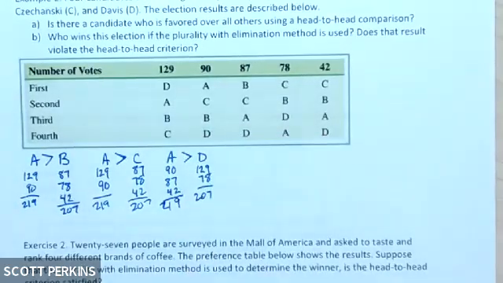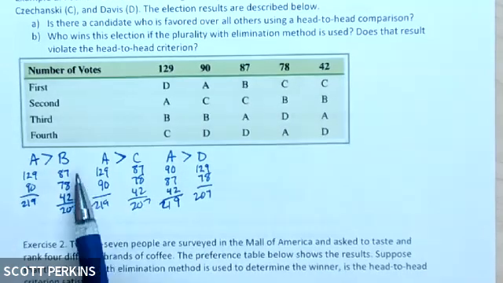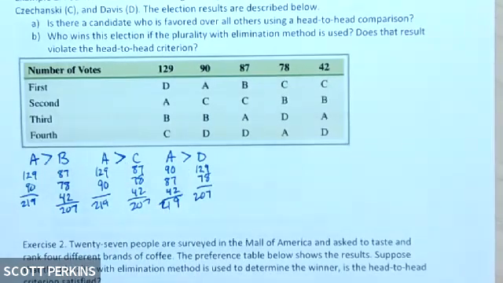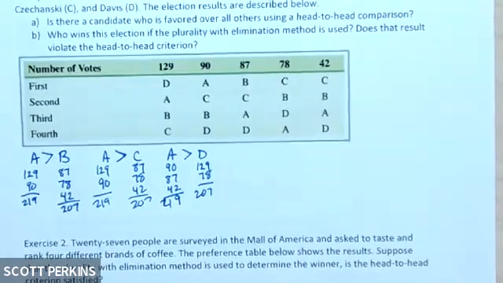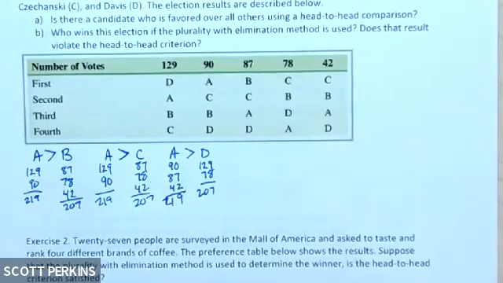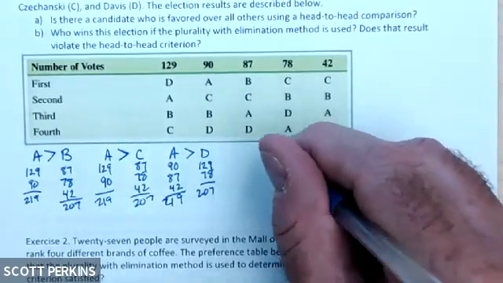So again, I don't have any secret. I've never done this problem. I just pulled it out of the book because the book's made the nice, pretty tables for us. And it saves me time from making a table in Microsoft Word. But we see that A beat everybody. So the head-to-head criterion applies. A beat everybody. So now the second part to the problem.